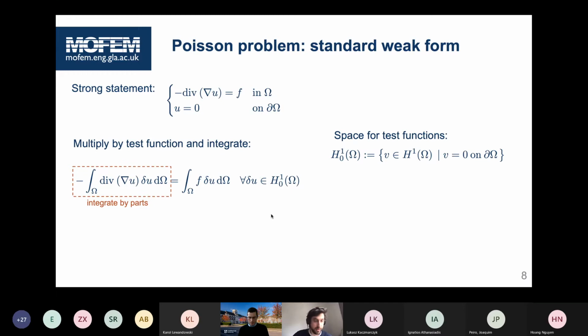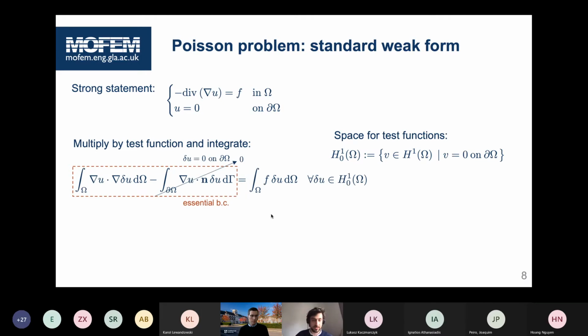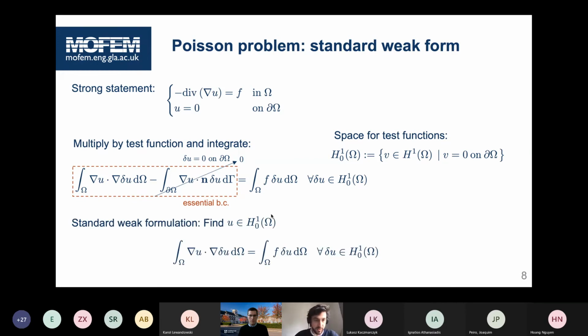And then integrate by parts, and we notice that since the Dirichlet boundary condition was embedded into the space of test functions, it becomes essential, and the boundary integral vanishes, and therefore we end up with the standard weak formulation, where we're looking for functions in the space H1.